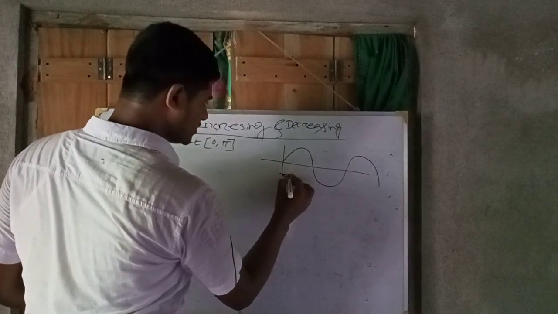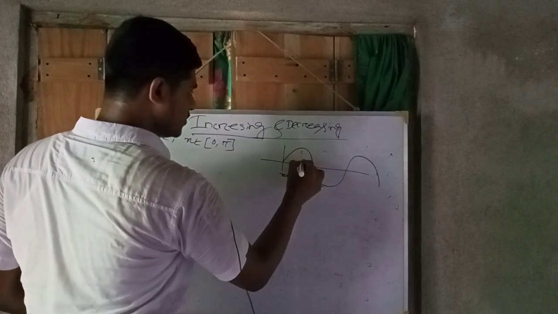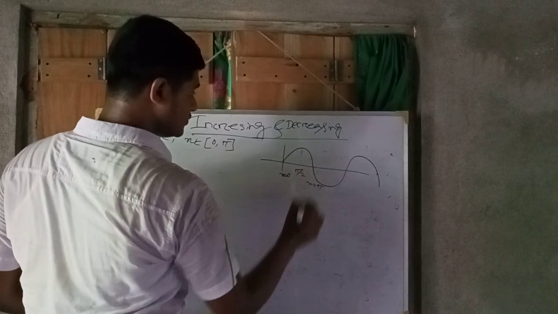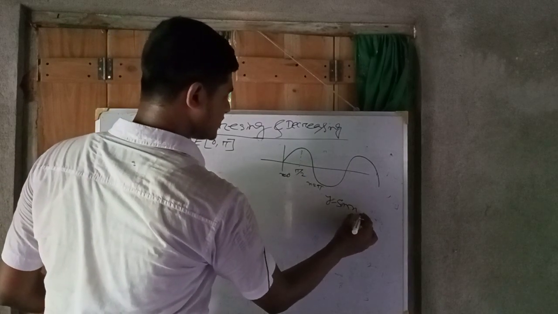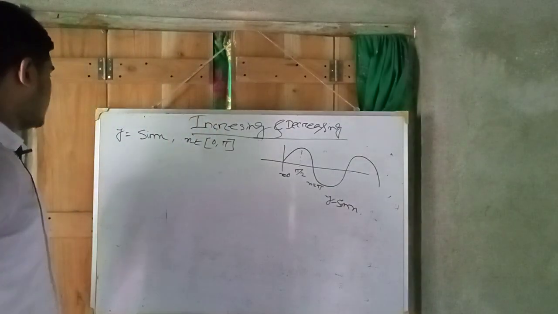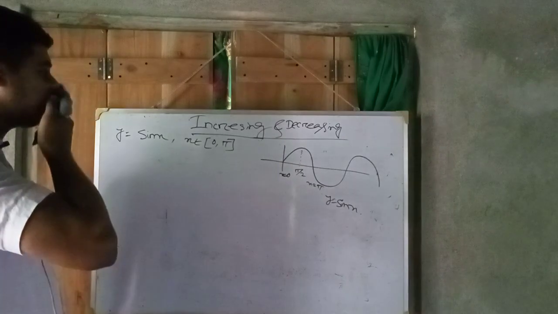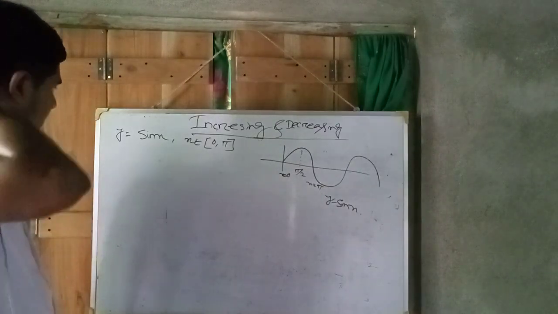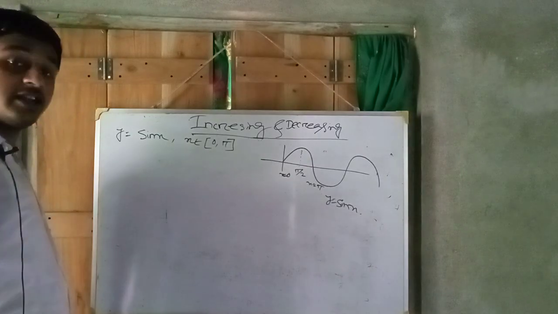So this is x equals 0, this is x equals pi, and this is pi by 2. This is my y equals sin x. Now when y equals sin x and we want to check increasingness and decreasingness in the interval 0 to pi, what should I do?